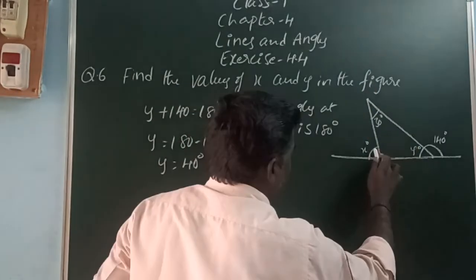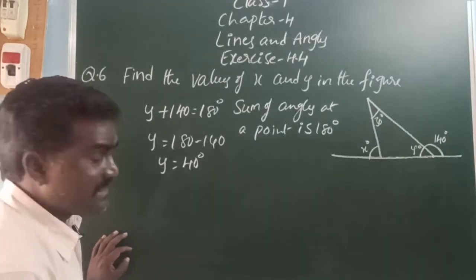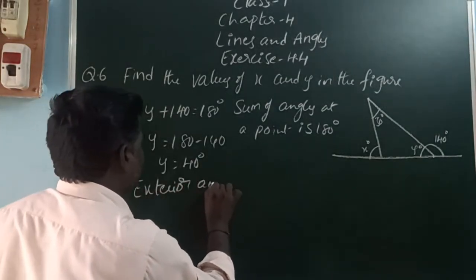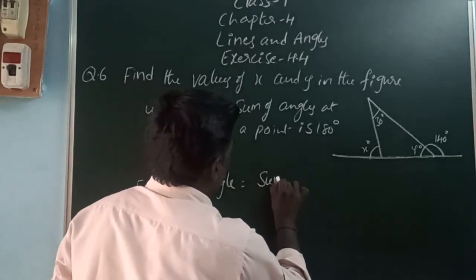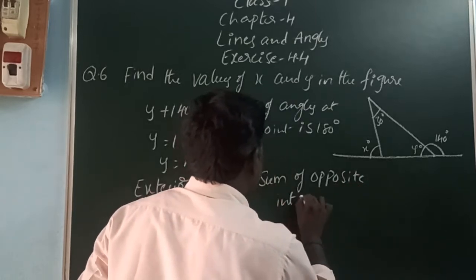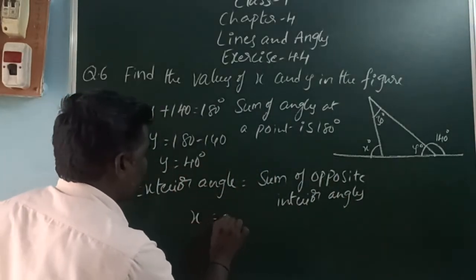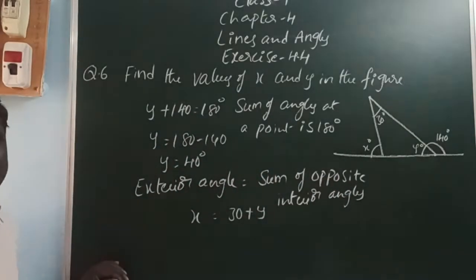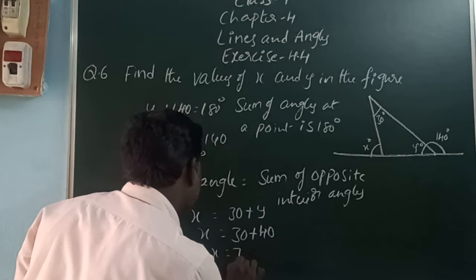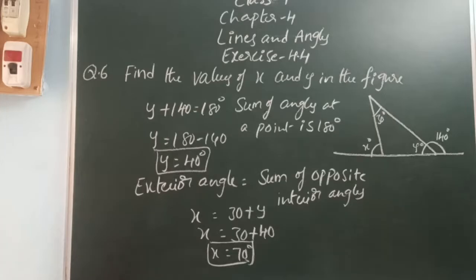So for this triangle it is an exterior angle. Exterior angle is equal to sum of opposite interior angles. So that is x is equal to 30 plus y. Y angle is how much? 40. So x is equal to 30 plus 40. That is x is equal to how much more? 70 degrees. So the x value is 70 degrees, y value is 40 degrees.